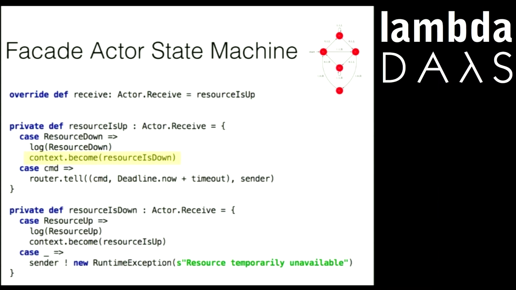But when it gets the resources down message from the monitor, it's going to use the context of the actor to swap the behavior of the actor. So it's going to swap it to resources down. Now we are in the resources down state, and when any command hits us, we immediately respond that this resource is temporarily unavailable. So we fail fast. That's really nice. And obviously, when we get the resource up message again from the monitor, when one of the connections starts successfully, we flip back to the resource up state.